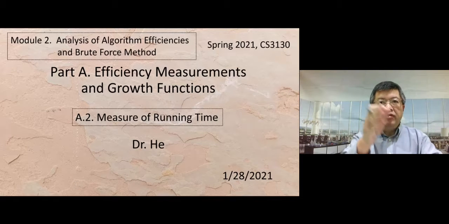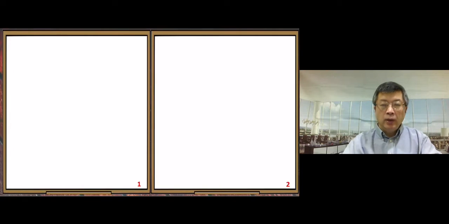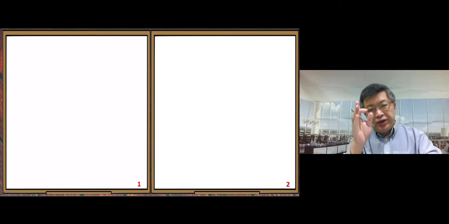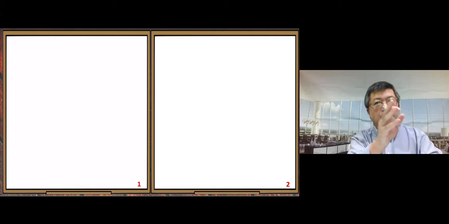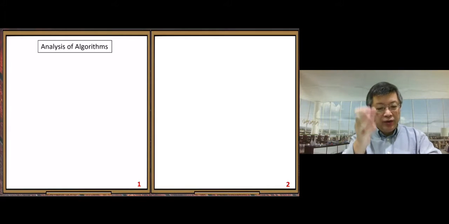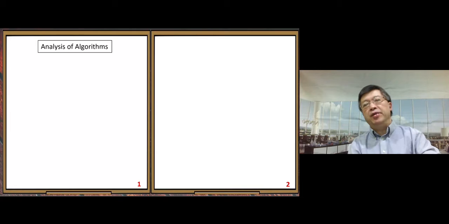8.2, measure of running time. In this part, we will consider a concept, how to measure the running time. Why do we do that? Because we want to do analysis of algorithms.